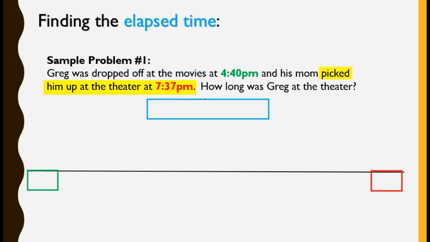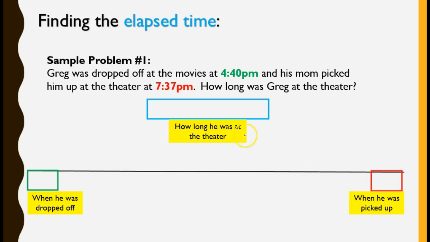Here it says he was picked up at the theater at 7:37. And here's our question. How long was Greg at the theater? Okay, so where do these go on my timeline? This is when he was dropped off. This is our starting time. And this is when he was picked up. And in this box, we'll write how long he was at the theater.